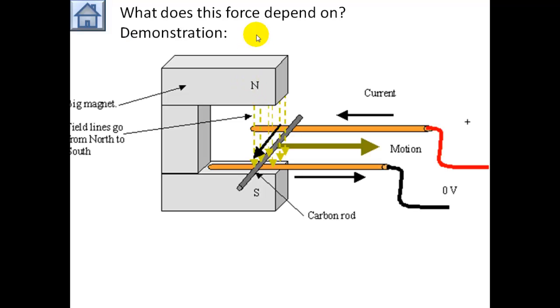Okay, what does this force depend on? It depends on the size of the current, it depends on the strength of the magnetic field, but it also depends on the length of the wire and the angle that they meet. Since we're talking about 90 degrees, we're talking about the sine of an angle. Now if the angle is less than 90 degrees, then we have to take the sine of that angle, which is going to be less than 1.